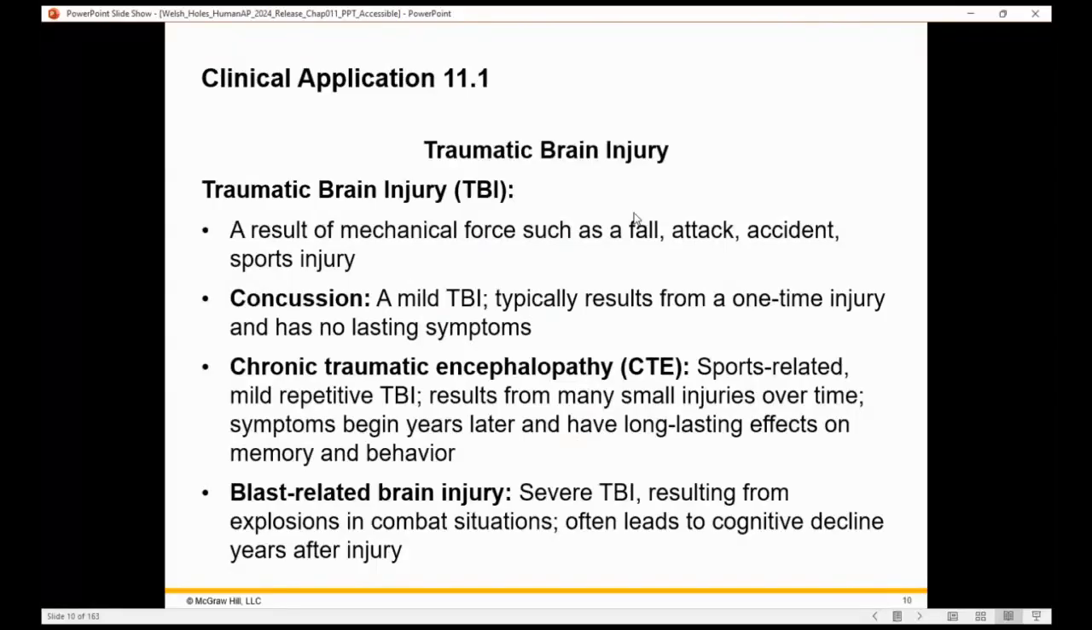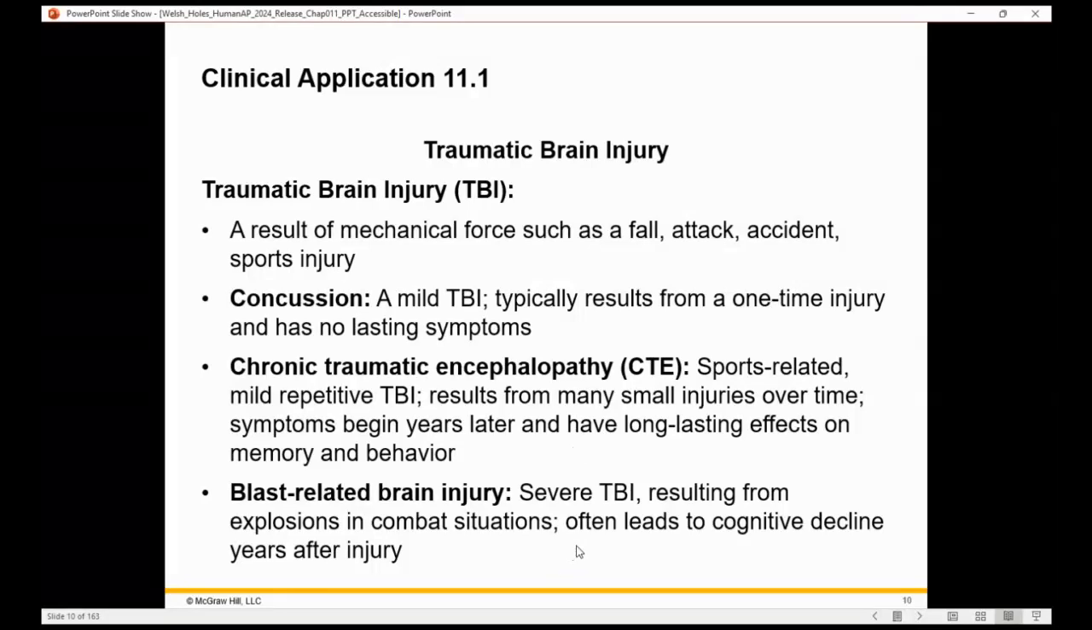Okay, clinical application in traumatic brain injury. This is a result of mechanical force like a fall or an attack or accident or sports injury. A concussion is a mild traumatic brain injury and typically results from a one-time injury and has no lasting symptoms. Chronic traumatic encephalopathy is often sports-related or from mild repetitive TBIs, or results from many small injuries over time, and symptoms begin years later and have long-lasting effects on memory and behavior.